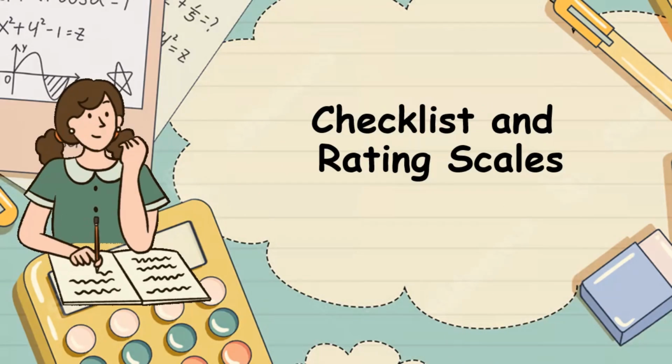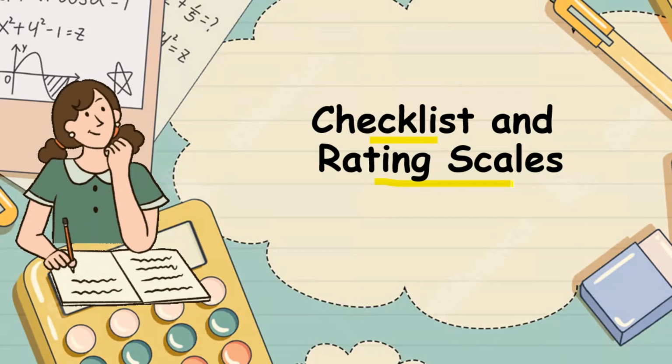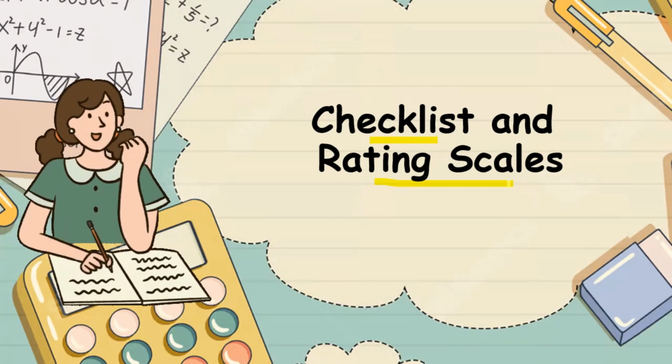So, let us now discuss the checklist and the rating scales. In authentic assessment schemes, apart from scoring rubrics, we have here the checklist and rating scales, which are often confused with rubrics. Checklists and rating scales differ from scoring rubrics in the sense that they lack descriptions of the performance quality, which is one of the two main characteristics of the scoring rubrics.